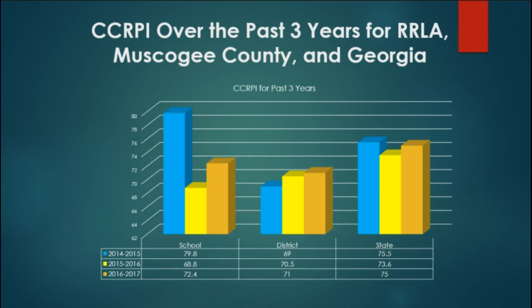The next area of data we will look at is college and career readiness for RRLA, the district, and the state over the past 3 years. The first data point that stands out is the decrease in CCRPI at RRLA since 2014-15, although we were able to bring our CCRPI up in 2016-17 from 68.8% to 72.4%.